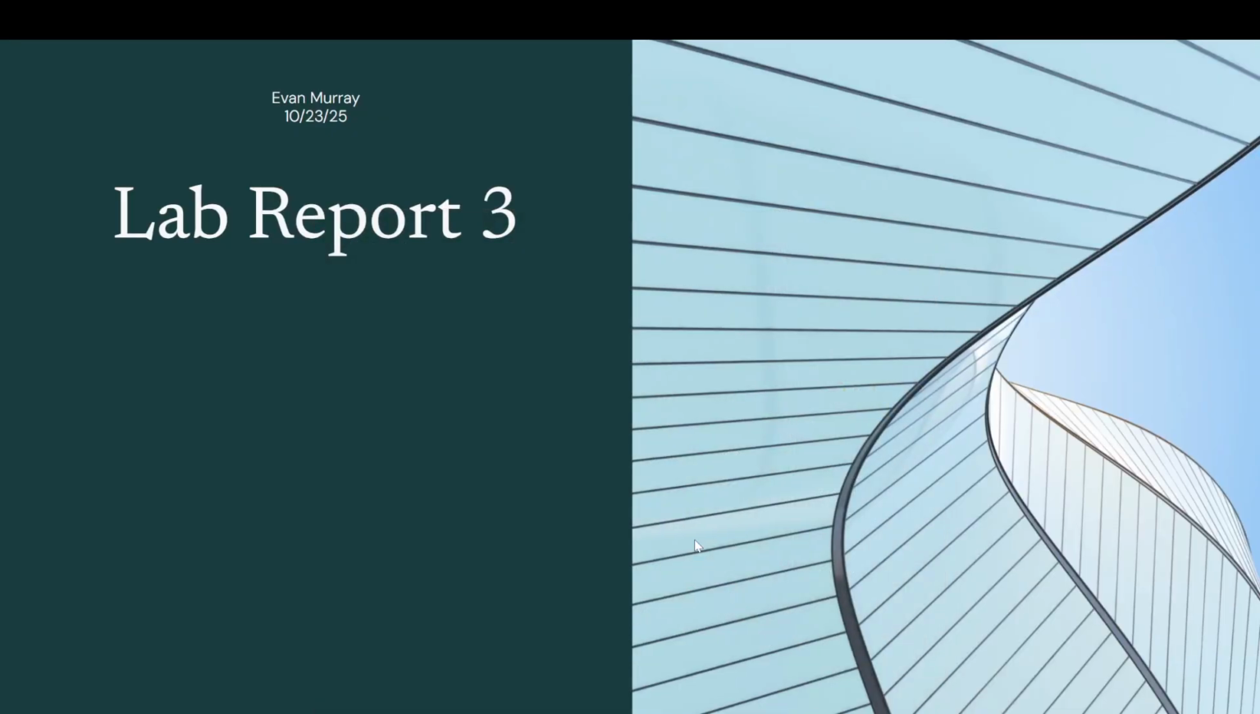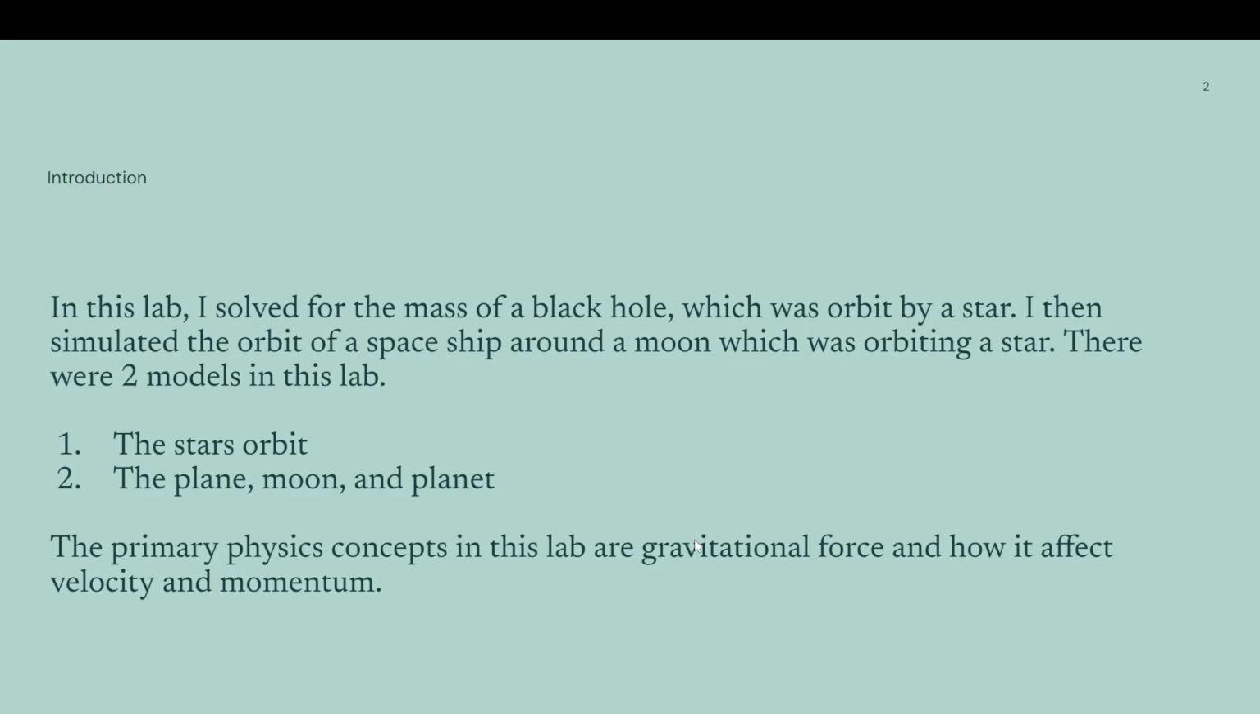Alright, this is lab report 3. In this lab, I solved for the mass of a black hole, which was orbited by a star. I then simulated another model of an orbit of a spaceship around a moon, which was orbiting a star. These are the two models of this lab, and the primary physics concepts in this lab are gravitational force and how it affects velocity and momentum.